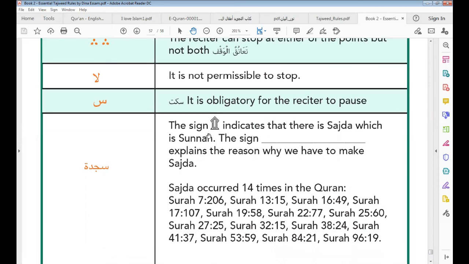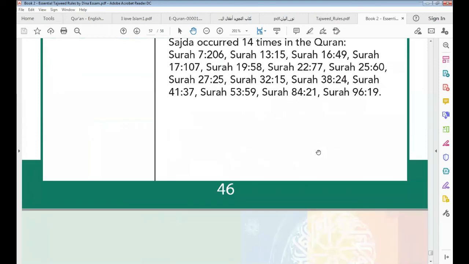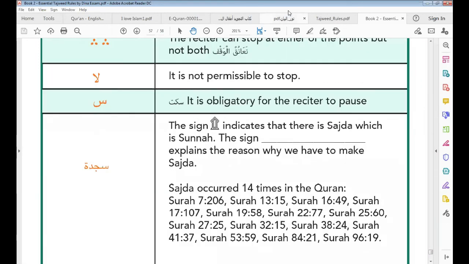Okay. This sign indicates that there is a sajda, which is sunnah. Both of these signs: this one is the point where we can make the sajda, and it's sunnah, and this sign explains the reason why we make sajda at this point. And that's it. We finished.